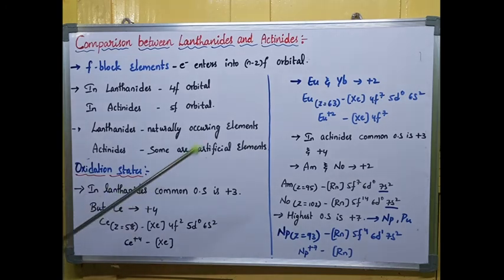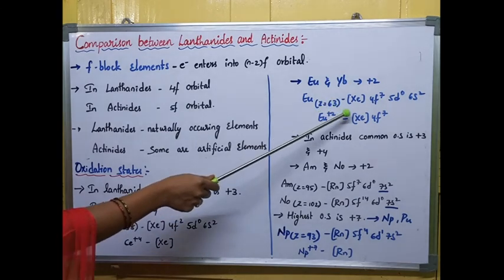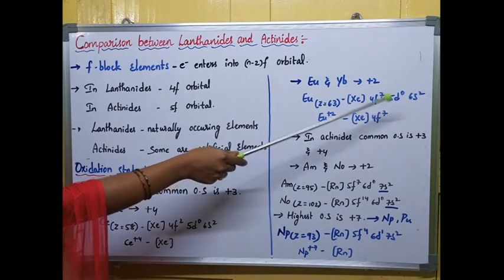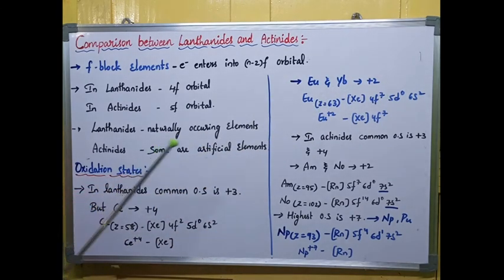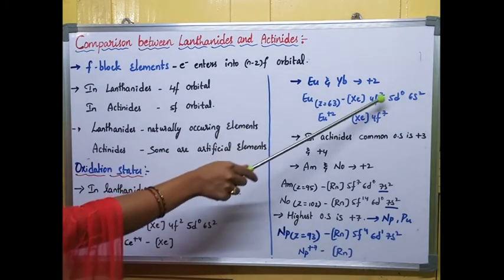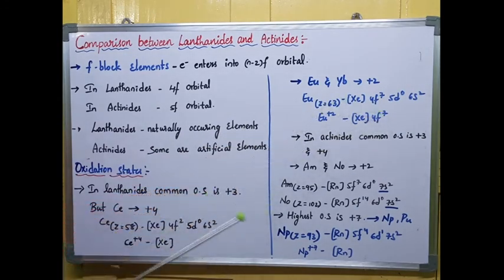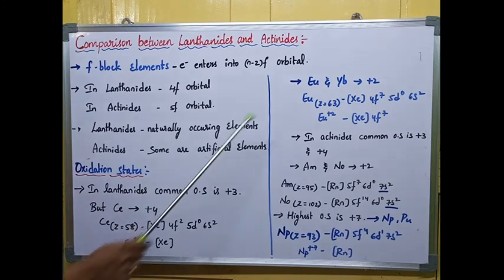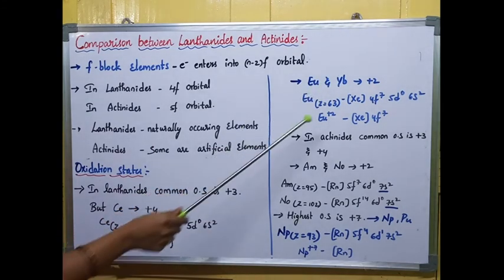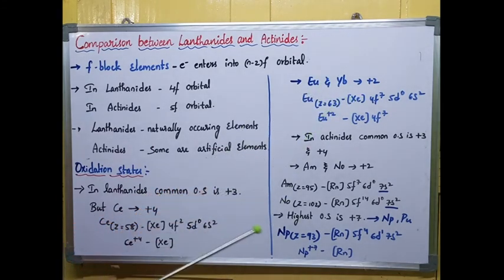Next, we can observe europium and ytterbium. Both exhibit the +2 oxidation state. Europium, if you take, we can write xenon 4f7 5d0 6s2. If we remove the 2 electrons, it becomes xenon 4f7, that is a half filled electronic configuration. In the same way, ytterbium, if you write, you will get xenon 4f14 5d0 6s2.